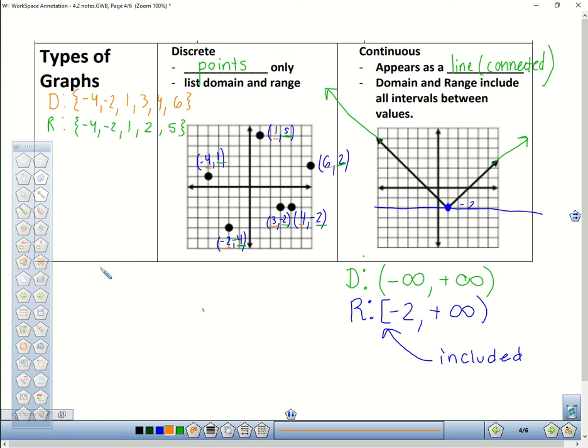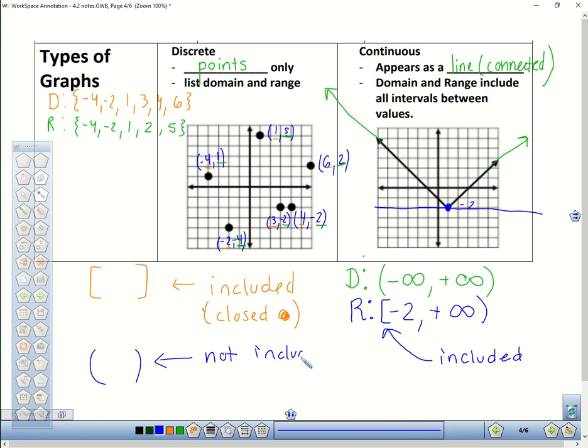So you can write a note. These are for included, closed circle, and these are what we use for not included, open circle.